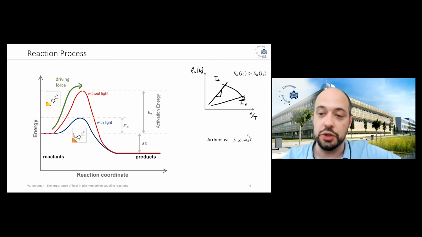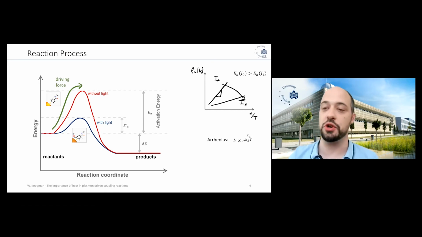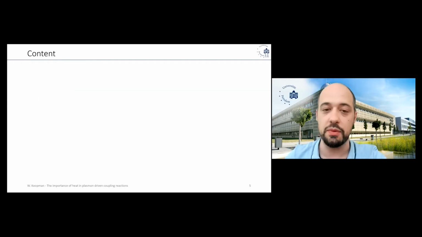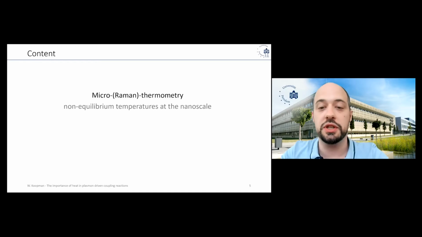But to make such a plot, what is important is that you really know the temperature of your reactor, of the reaction which happens to go on there. And this is the point where we came in and where our research started, what I'm going to tell you in the remainder of this talk. For once, this is how we measured the temperature. We did it with micro Raman thermometry.